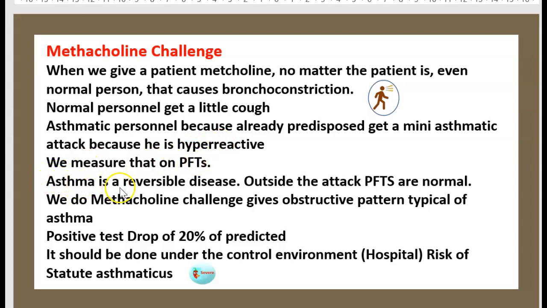Knowing the fact that asthma is reversible, outside the attack, pulmonary function tests are normal. What we do is the methacholine challenge test, which gives an obstructive pattern typical of asthma. A positive test is a drop of 20% of predicted. But the test should be done in a controlled environment, the hospital, because of the risk of status asthmaticus.